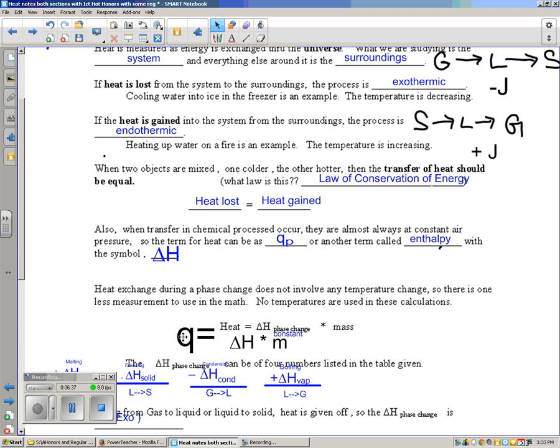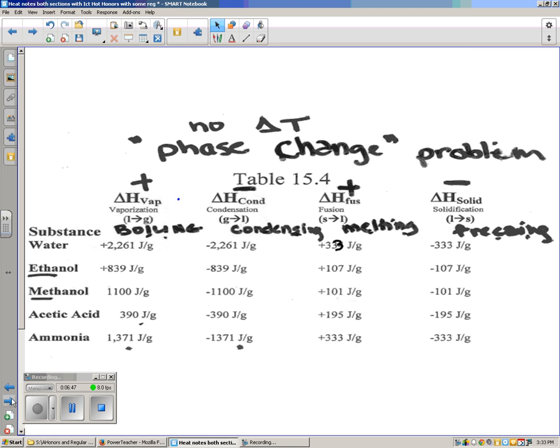And it's going to involve Q, the Q that we've been talking about, equaling a heat constant of the phase change times the mass. And this is a list of all these constants on the next page, which you have a copy of. And it is these values of joules per gram. And I've got this listing of 5 chemicals: water, ethanol, methanol, acetic acid, and ammonia. Each one of them have a different amount of joules per gram.